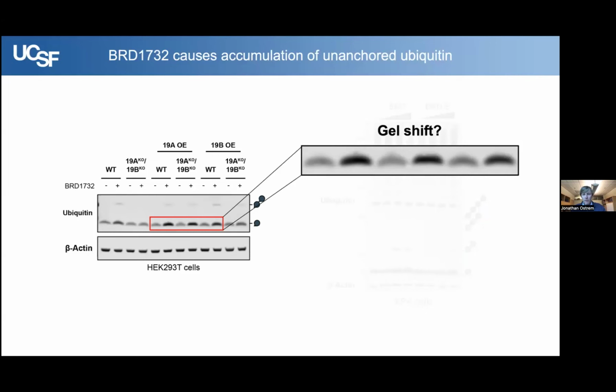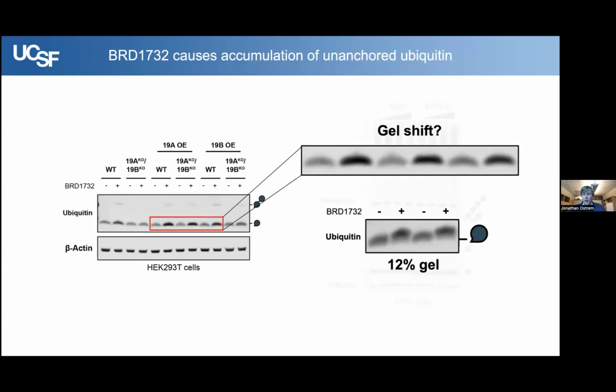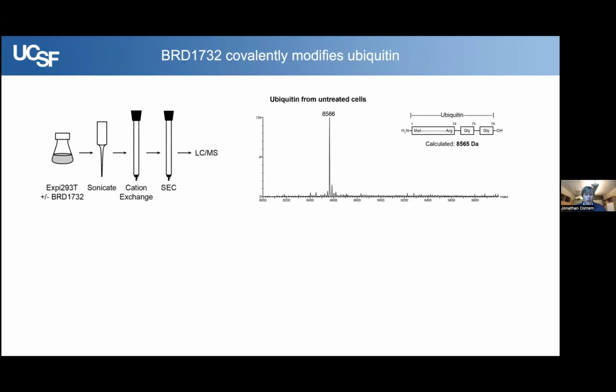And to try to convince ourselves of that, we ran this ubiquitin blot on a high percentage gel. This is now untreated, treated, untreated, treated, and you can see there's actually a true shift in where the band for monoubiquitin runs on this gel. And so we came up with a very simple purification of ubiquitin from cells. You can see here, take just XB293 T cells, these specialized HEK cells, sonicate them, run over cation exchange, and then size exclusion. And this is monoubiquitin from untreated cells that comes out.